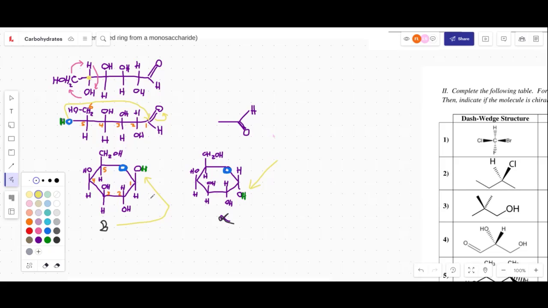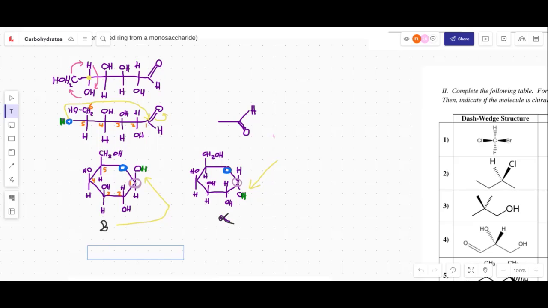Now, what does it mean by the anomeric carbon? The anomeric carbon is this special carbon. I want to circle it in a special color. We'll do this color. This carbon right here that I'm circling, and the carbon here that I'm circling. That carbon is called the anomeric carbon. The anomeric carbon is what determines whether it is the alpha anomer or the beta anomer. That's why it's called the anomeric carbon.